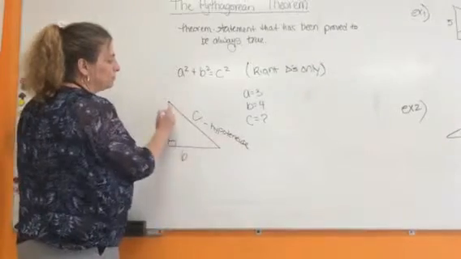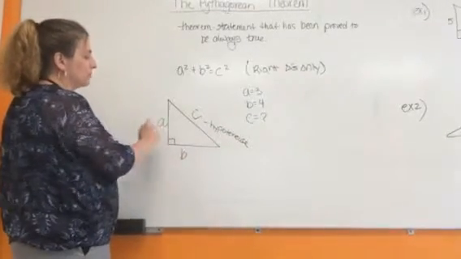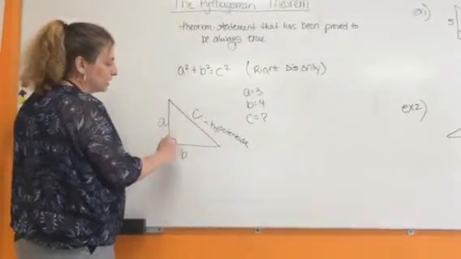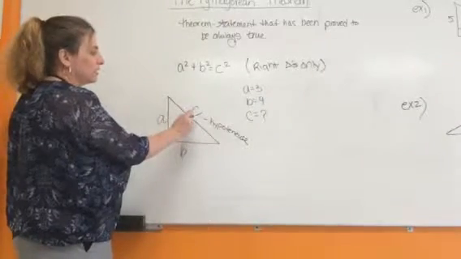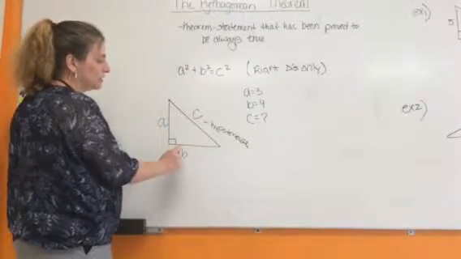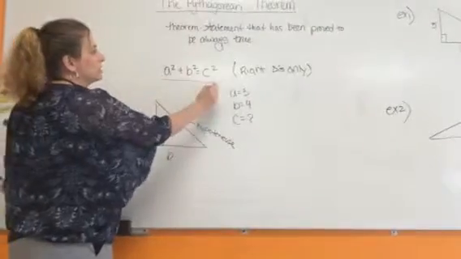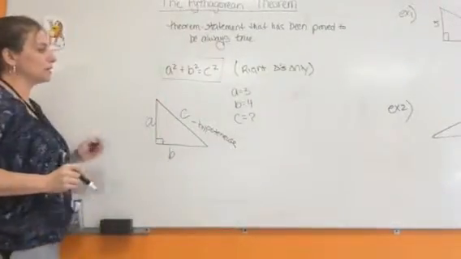That is always going to be your biggest side, so it's always going to be smaller side plus next side equals this side. So this side squared plus this side squared equals this side squared. This is the actual formula. A squared plus b squared equals c squared.